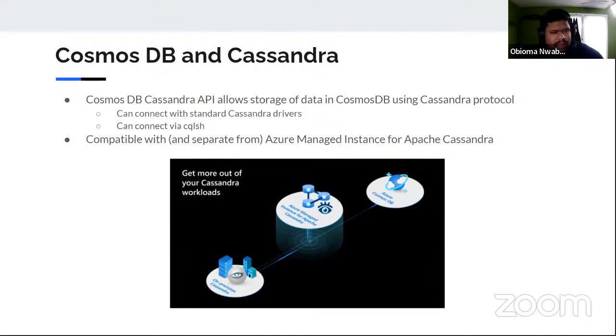Okay, so Cosmos DB and Cassandra. The Cosmos DB Cassandra API allows storage of data into Cosmos DB using Cassandra protocol. You can connect with your standard Cassandra drivers in all the different languages that they're available in. You can connect via cqlsh and open up your CQL shell for the Cosmos DB instance. And it's compatible with and also different from Azure managed instance for Apache Cassandra, which is just like it says, a hosted instance of Apache Cassandra in Azure Cloud. You can use this to do hybrid deployments where you have your on-premise Cassandra and your Azure hosted Cassandra, but you also have Azure Cosmos DB connected to them.